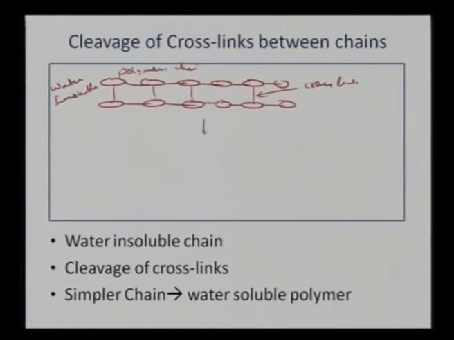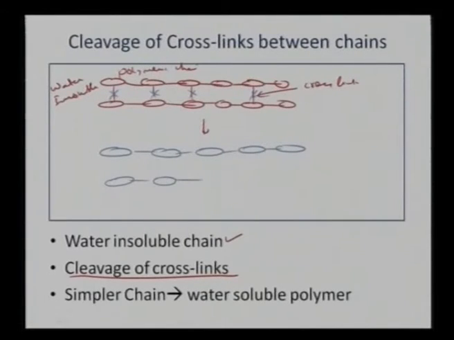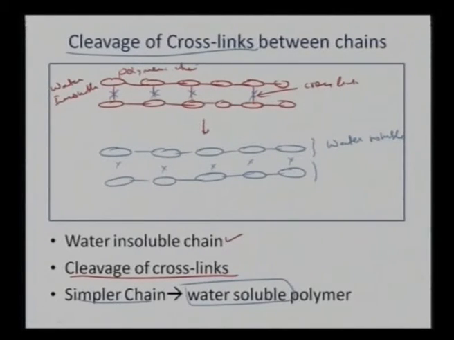In case 1 of the mechanism, what is happening is that we initially have a water insoluble chain, and then the cleavage of the cross links starts happening. We are now left with similar polymeric chains standing in isolation but without any cross links, and the inherent nature of these chains is that they become water soluble, because there is no cross linking available between them. The chains get much freer once the cross links between the chains are cleaved.